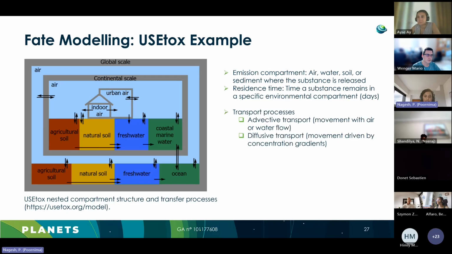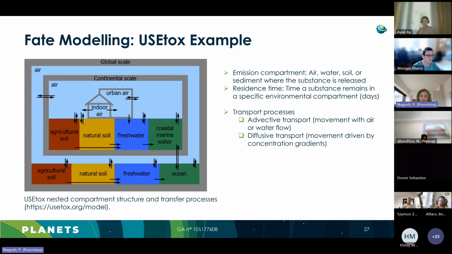And these arrows also indicate the transport processes, which means that the substance can move between the environmental compartments. Two main transport processes are usually considered. The first one is advective transport. It's the movement between different compartments, for example, between air and water, like certain substances can be deposited in the agricultural soil. From there, when it rains, it can be transported with the runoff to fresh water. And certain substances can also volatilize and go back to air.